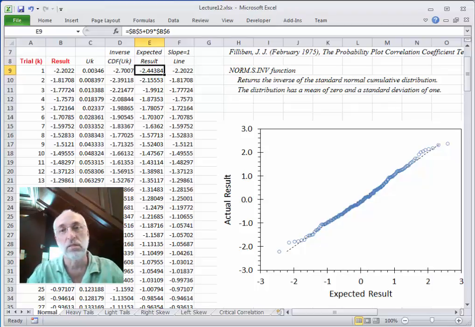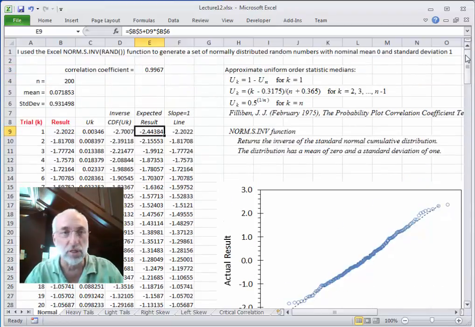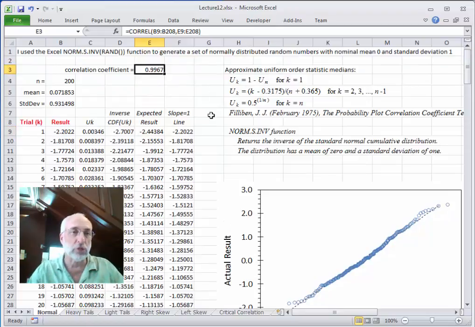But how close is it? Is this a really good fit or a sort of okay fit? Well, as we said in the lectures, we can figure that out using the correlation coefficient. Here I'm using Excel's function CORREL, which calculates the correlation coefficient. I have two columns of data. B is the actual results, and E is the expected results calculated in the way that I've just shown you. I've performed the correlation and I get 0.9967. If it were perfect, I'd get a correlation of 1, so the fact that this is very close to 1 makes me think that the assumption of a normal distribution is valid.